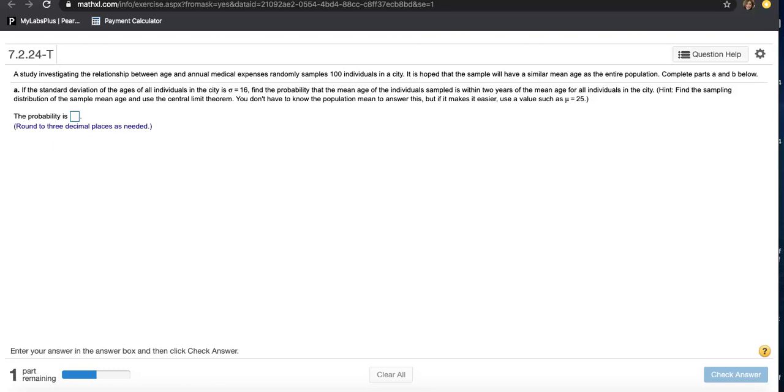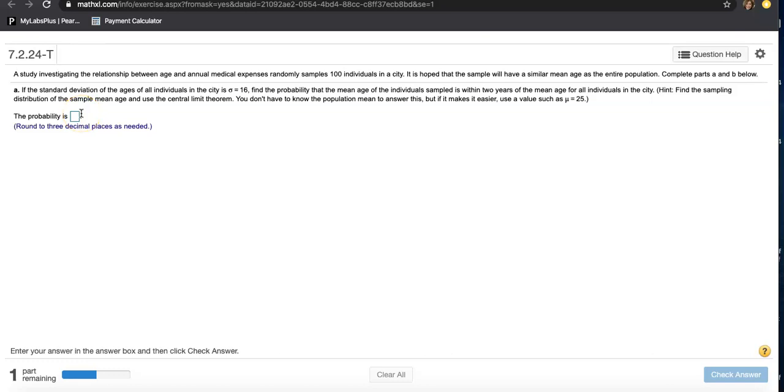All right, I think this problem is on week 9 homework. It's going to have the label of 7.2.24 T. I think this may be one of the test bank problems, but let's go over this together.